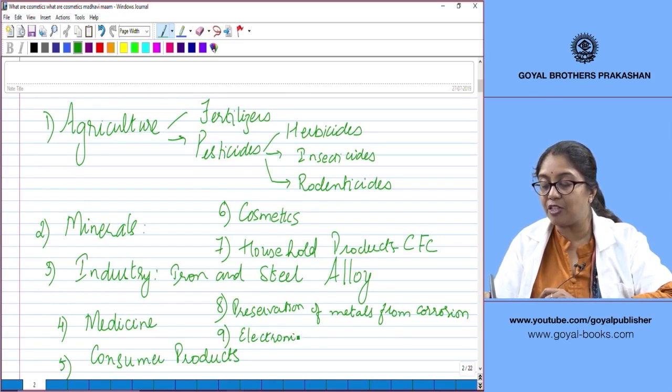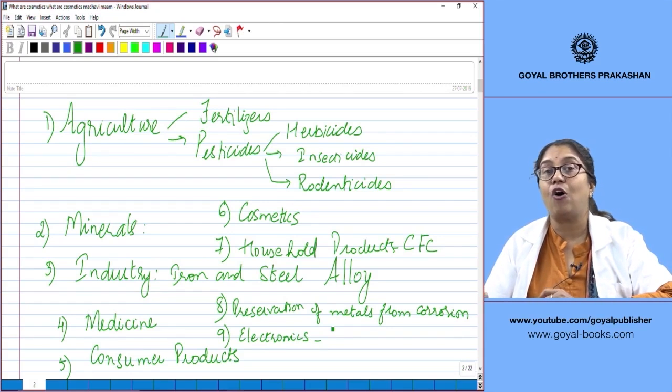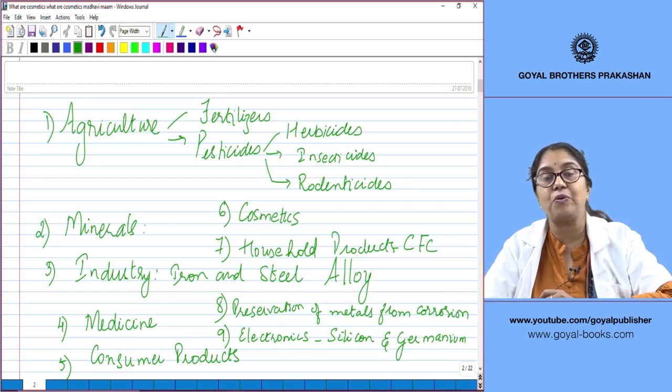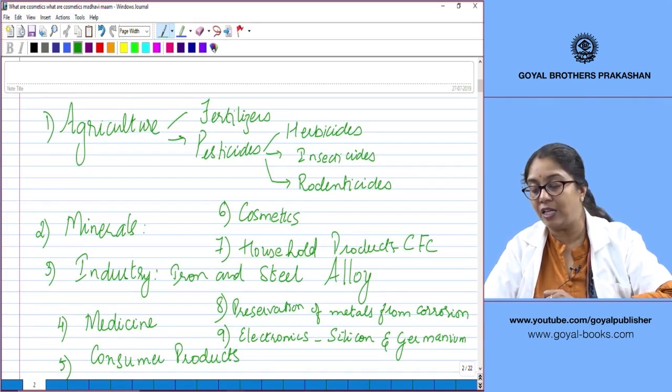And then coming to the next field, which is electronics. Electronics is something to do with physics. Then where comes the role of chemistry, right? So the invention of the elements like silicon and germanium are the greatest contributions of chemistry to the field of electronics. These two elements are used in the manufacturing of diodes, and these diodes are used in different electrical appliances like your computers or your TVs, so many other things. So silicon and germanium are the two important elements which are used in the manufacturing of diodes, which are in turn used in manufacturing of electrical appliances.